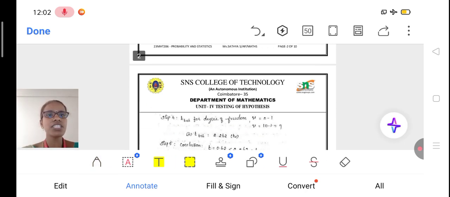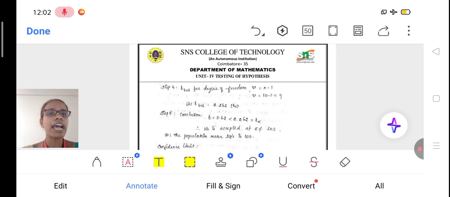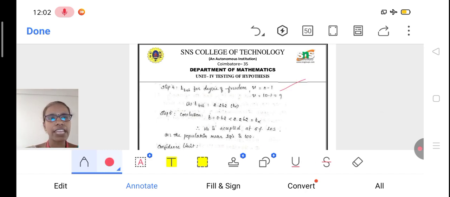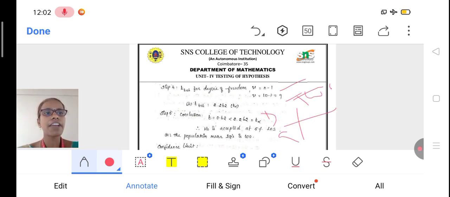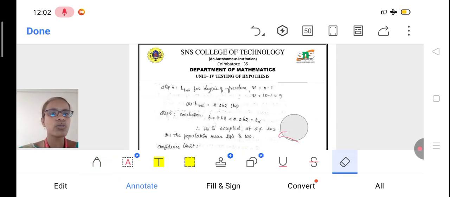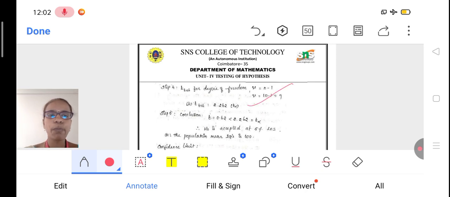After that you compare the table value and the calculated value. For that we need to find the table value. Write the degrees of freedom, gamma equal to n minus 1. The value is 9. So in the table you check degrees of freedom 9, and two-tailed at 5%. That way I have to check it in the table. Finally the table value from the t-test table is 2.262.